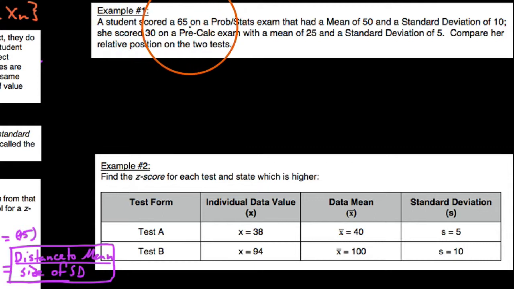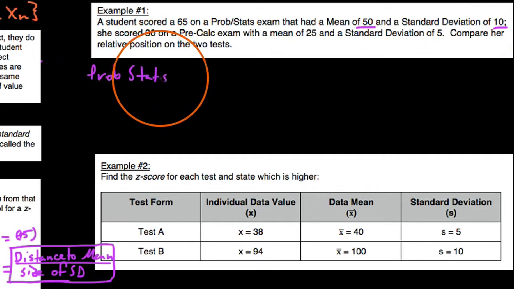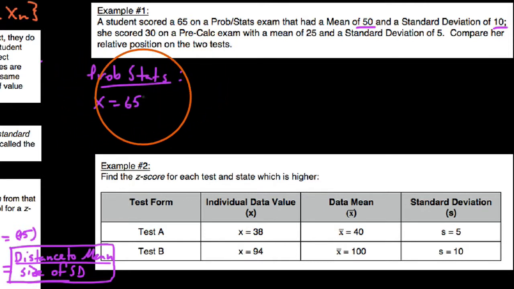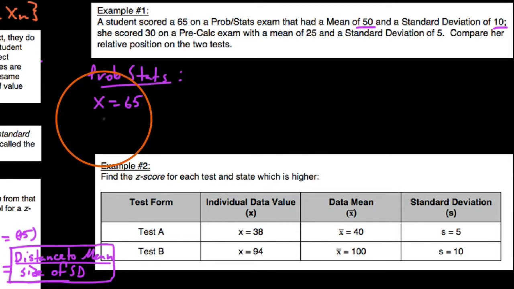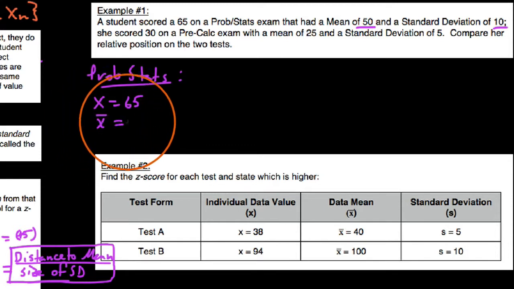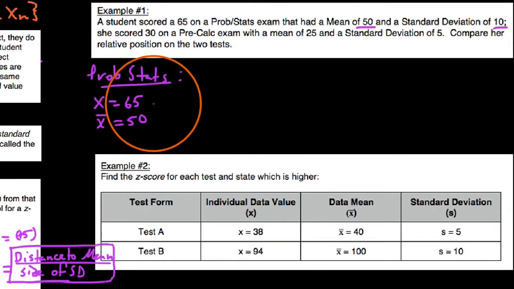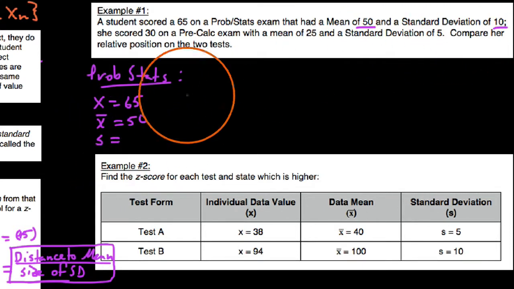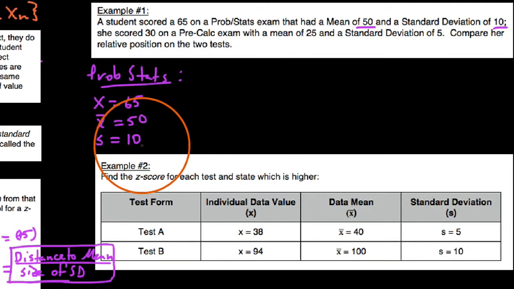So let's consider this. A student scores a 65 on a prob-stats exam that had a mean of 50 and a standard deviation of 10. So what I'm going to do is say prob-stats, and write down a few bits of information here. The data value that we have in question is the fact that they scored a 65. And I've also said that for this data set, the mean is 50. So already I can tell you that this student has scored 15 points above average, which is what we're looking at. But my real question is how many standard deviations above the average is this? And so what we have here is the fact that the standard deviation size is 10.